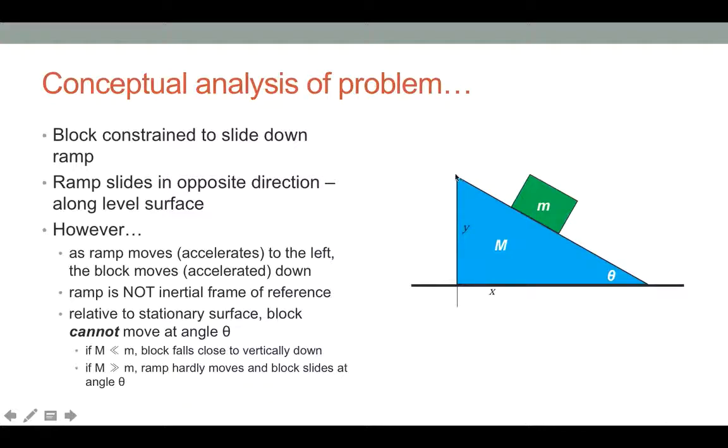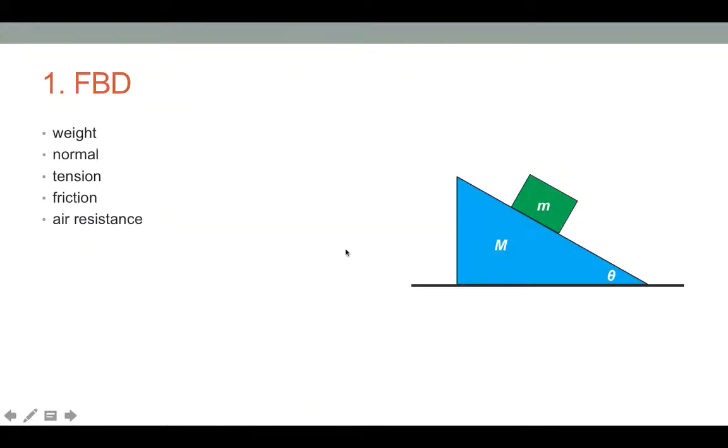So the easiest and simplest way to do this is simply to make our axes horizontal and vertical because of the way these two objects have to be moving. Okay, with that in mind, now we can start drawing the free body diagrams. First thing I want you to do is take a stab at it yourself. Just go through this list of forces and identify all the forces acting on the block and the ramp.